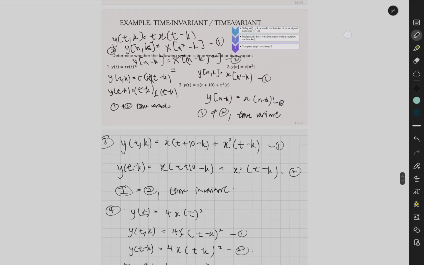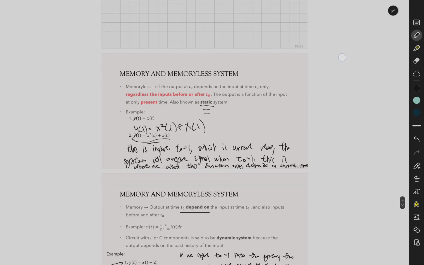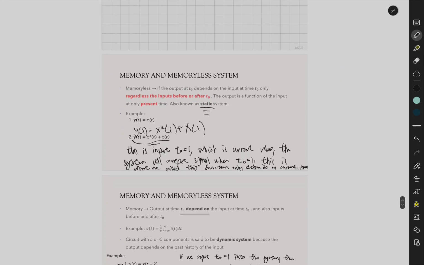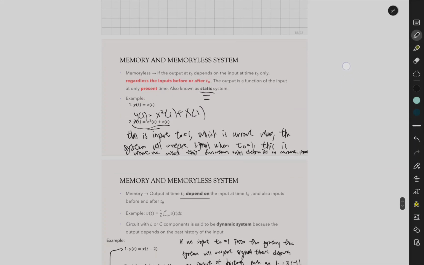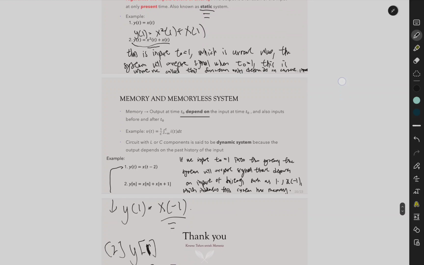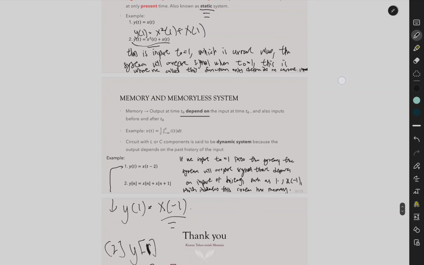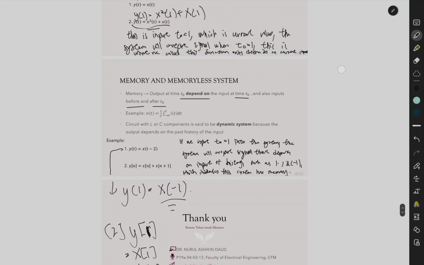Lastly, we go to the memory system. If a system always outputs a current value, this is a non-memory, or memoryless, system, which is also a static system. But if a system's output at time t0 depends on the input at time t0 and also inputs before and after t0, this is a memory system.